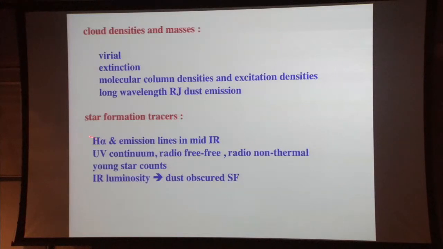So star formation tracers, typically in the visible, of course, one uses H alpha, or moving into the mid-infrared fine structure lines.